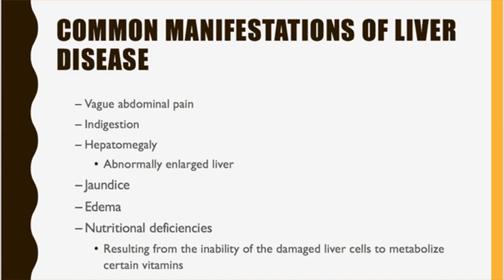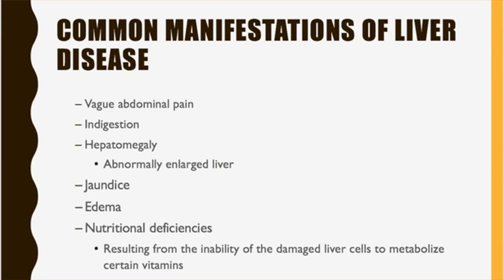Here's a list of common manifestations of liver disease in general. They might have vague abdominal pain or right upper quadrant pain, indigestion. They might have an enlarged liver, jaundice, edema, and some different nutritional deficiencies. And the reason they have those, again, is the liver is partly responsible for glucose, fat, and protein metabolism. If the liver is damaged, then they can't metabolize those or other vitamins.